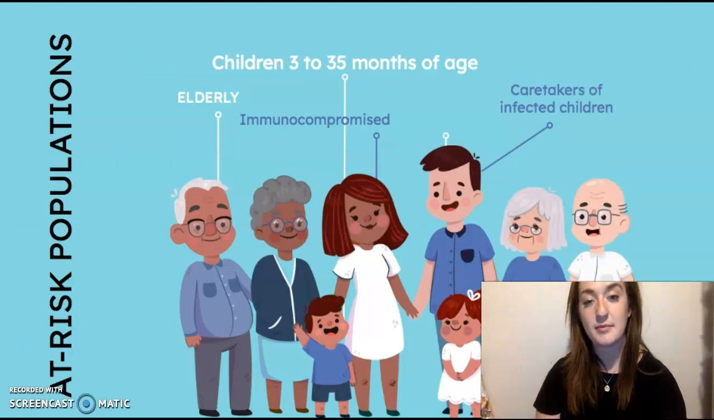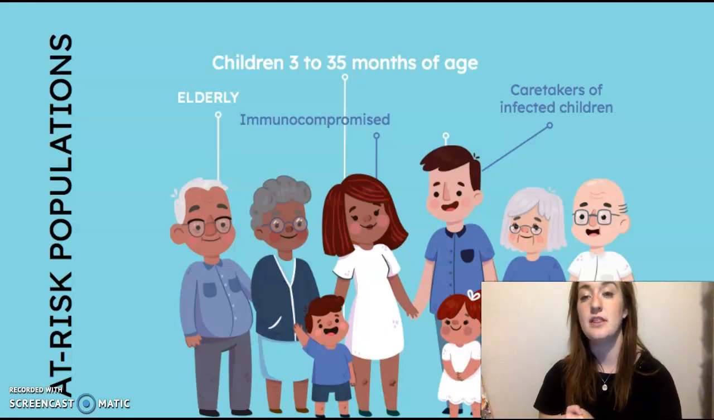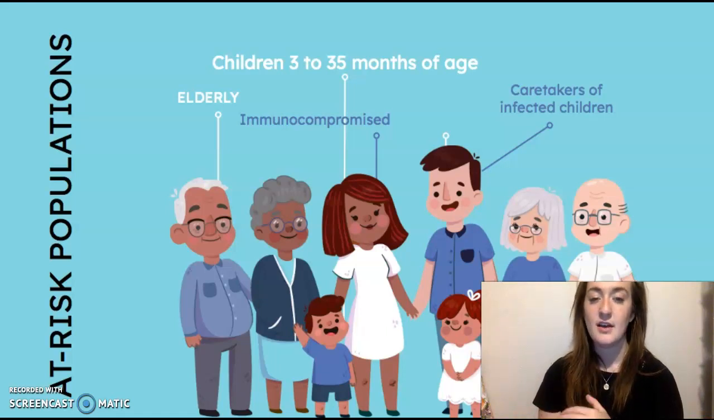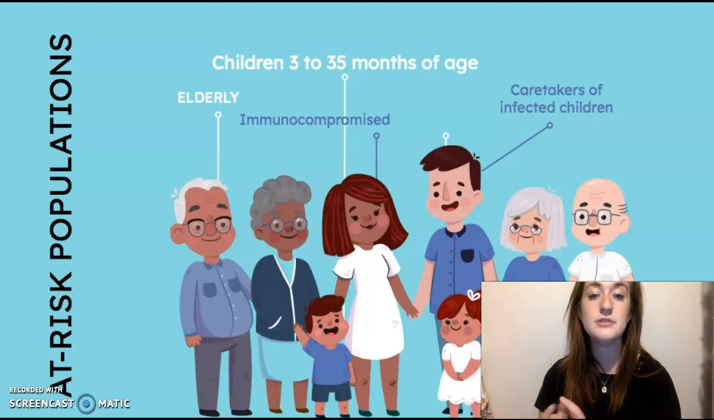So here are some at-risk populations. We can see, first and foremost, we're going to be mainly concerned about kids ages 3 to 35 months. Their bodies can't fight off the infection, they're really going to take the dehydration very hard, and they're also going to be the ones who are more likely to put things in their mouth without washing their hands. We do see other at-risk populations, including the elderly, immunocompromised, and caretakers of infected children, so that can be parents or teachers or nursery workers.